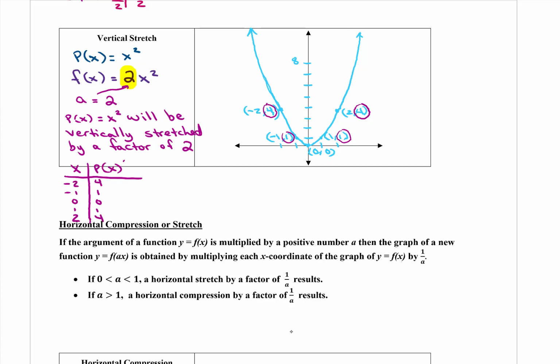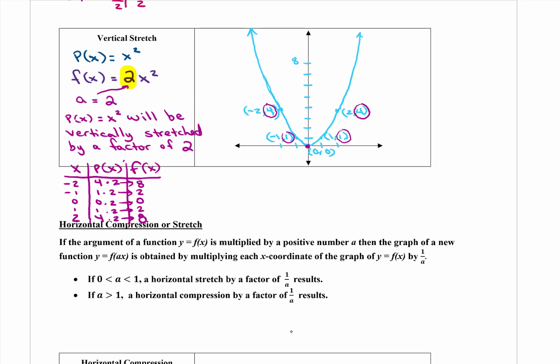So here we go. We've got p of x, our parent function. Y values were 4, 1, 0, 1, and 4. Let's multiply by a factor of 2 to each one of those y coordinates, and we're going to end up with an 8, a 2, a 0, a 2, an 8.